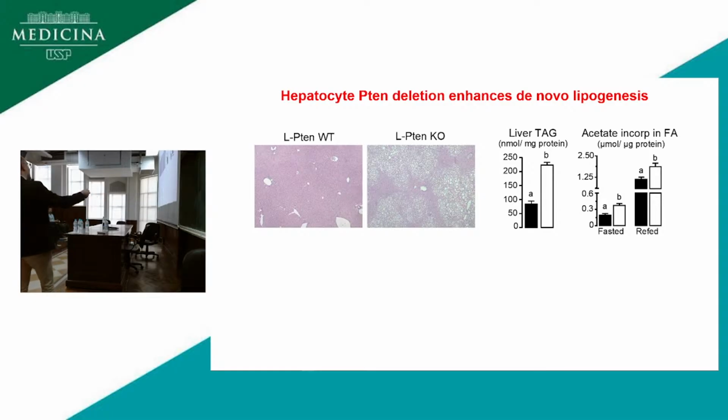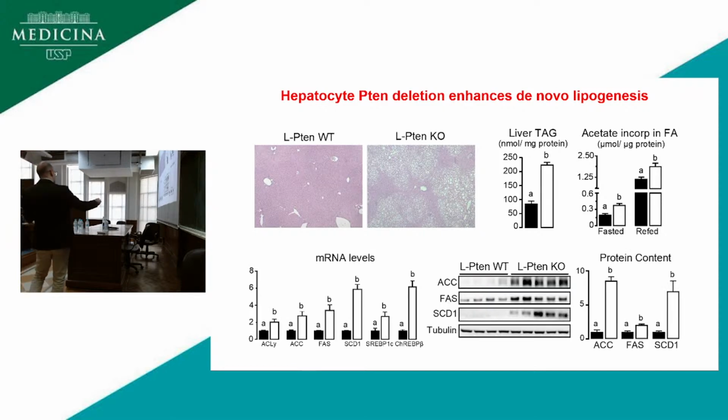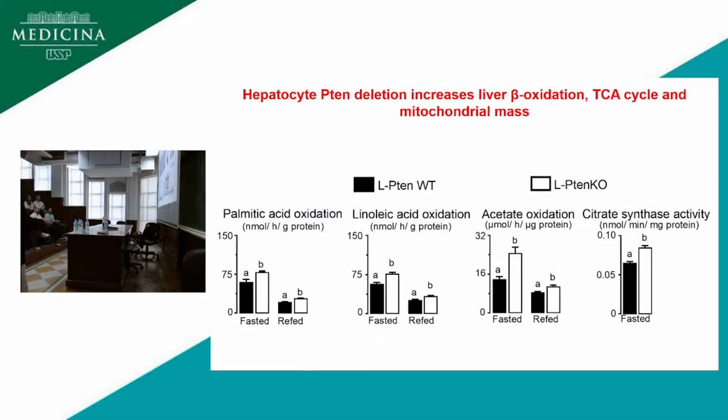They do show a marked increase in triacylglycerol content in the liver. And also, as expected, de novo lipogenesis was increased in the liver of these mice, even in the fast condition, but both at fast and refed condition. And all the proteins related to de novo lipogenesis, at the mRNA level or the protein level, were markedly increased in the liver of these mice. So the model was working fine to investigate the impact of de novo lipogenesis in the liver.